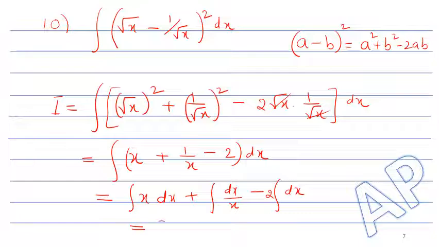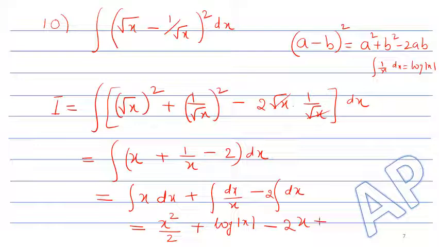Therefore integral x dx is x to the power of 1 plus 1 by 1 plus 1, that is x square by 2, plus dx by x, that is integral 1 by x dx, is log of modulus of x, and minus 2 into integral dx means x, plus the constant of integration.